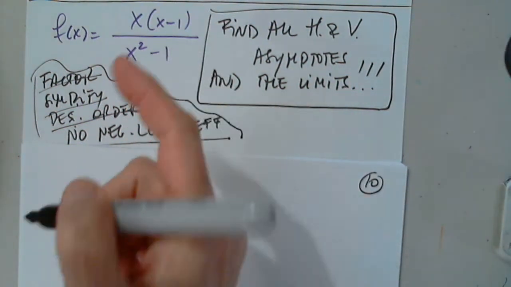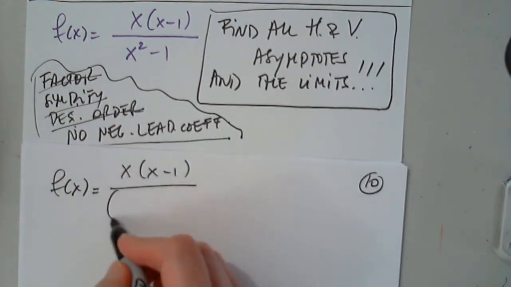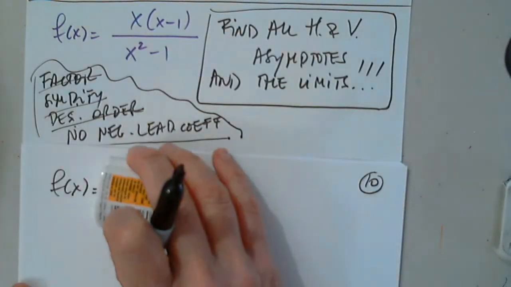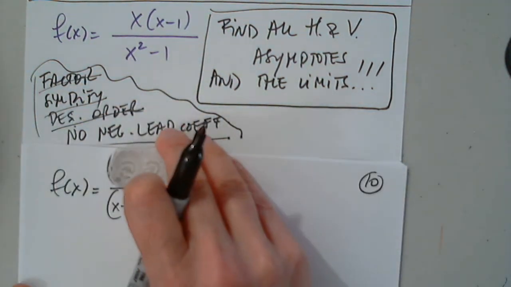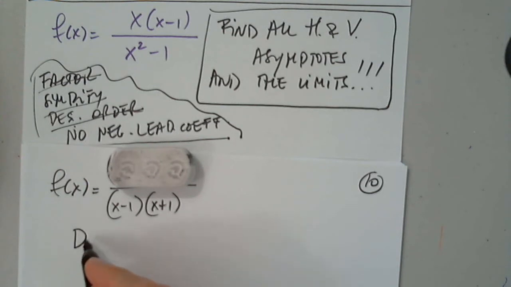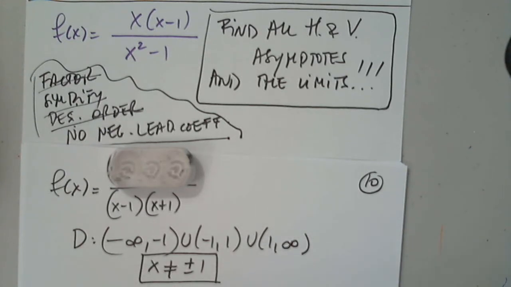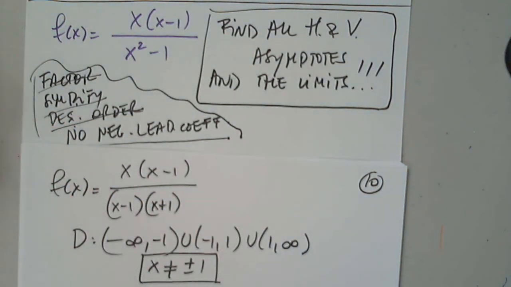I see that if I factor the denominator, what do I get? x minus 1 times x plus 1. Brilliant, thank you. I'm not allowed to touch anything before I state restrictions. So I don't look. I will find the domain: negative infinity to negative 1, union negative 1 to 1, union 1 to infinity, because x cannot be plus or minus 1. After I'm done with this, I will look. Only now I can look.